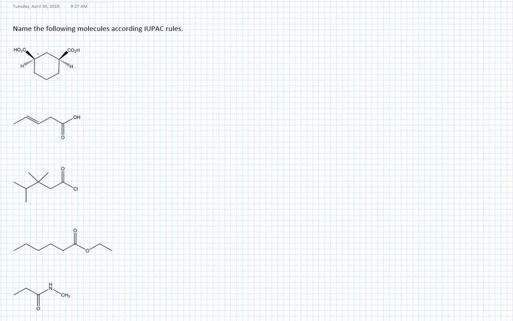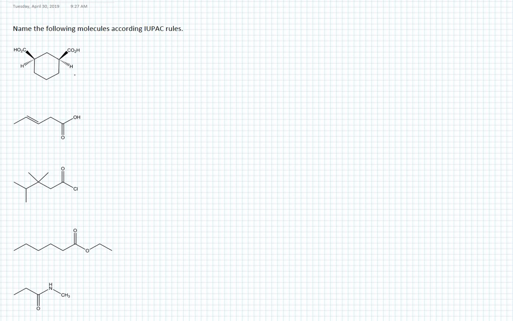In the first molecule we have a cyclohexane ring, and outside of the ring we have two carboxylic acid functionalities. So basically this is a cyclic carboxylic acid, and we also have to follow either cis-trans or RS rules because we have a 3D drawing here.